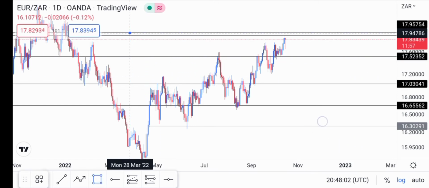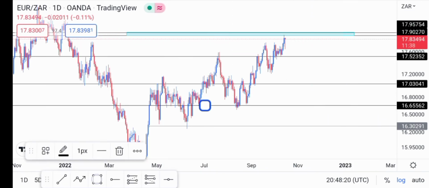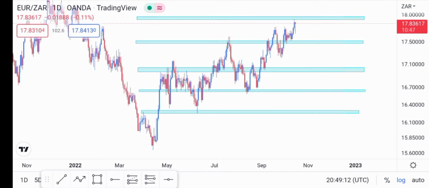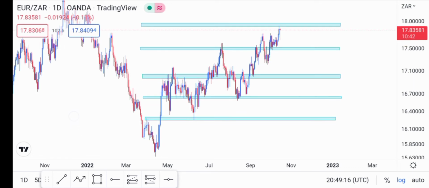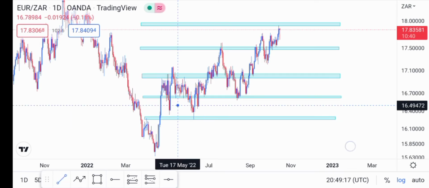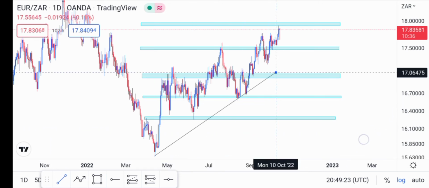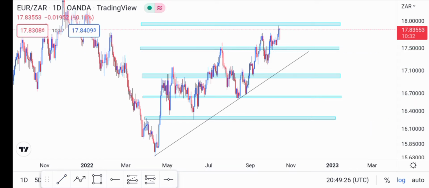So yeah, let me just lay them out a little bit faster. Okay, so yeah, as you can see, I've laid out all the levels that we saw on the market, and from this point right over here, we can see that the market has been pushing to the upper side. So this is what we have.